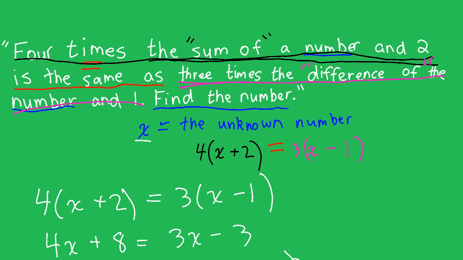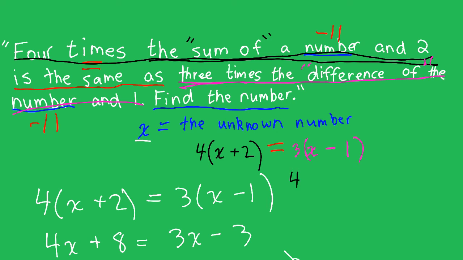So I'm going to do that here, and I'll do it in red. So try reading this now. 4 times the sum of negative 11 and 2 is the same as 3 times the difference of negative 11 and 1. Find the number. Well, we don't need to find the number. We already found it. So does that phrase make sense? Well, I'm not sure. I can't really do math in my head that great. So I'm going to go and write it out, and we'll check it and see if it makes sense.